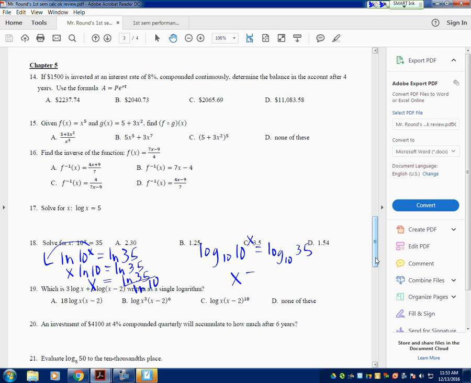If I had taken log base 10, even better yet, log base 10 of 10 to the x equals log base 10 of 35. By the properties of logarithms, this just leaves me x. And so x equals whatever log base 10 of 35 is, and I can then punch that into my calculator. If this were on the no calculator part of your test, I would have to leave the answer in one of these forms. Okay.